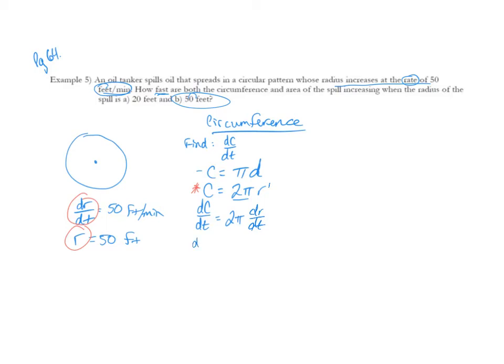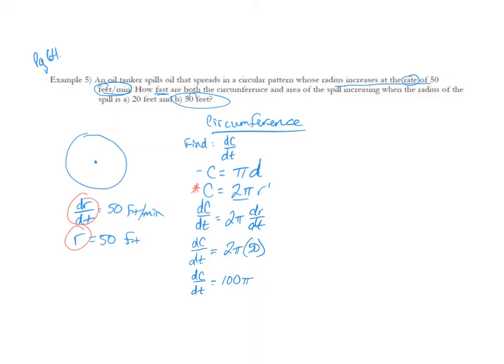So now I'm going to plug in the information that I know. And the information that I know is that the rate at which my radius is increasing is 50 feet per minute. So that leaves me with just my unknown of dC/dt. So I'm going to simplify this, and I end up with 100 pi feet. Now, some problems, if it was multiple choice, maybe this would be a calculator-based question that you'd have to evaluate that pi. But for our cases right now, we can leave it in terms of pi.